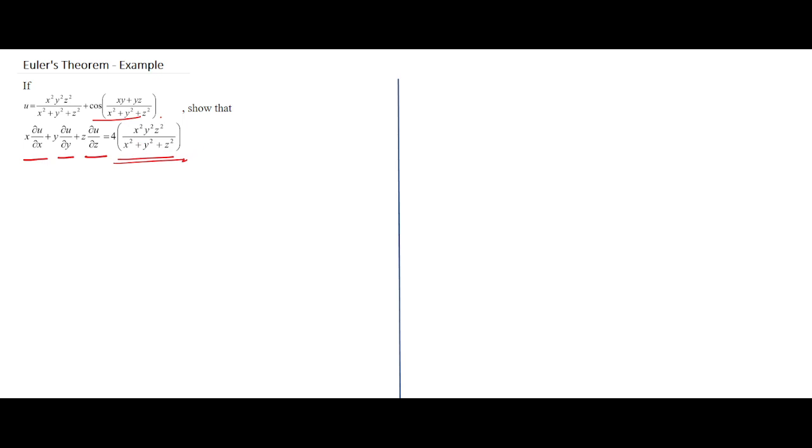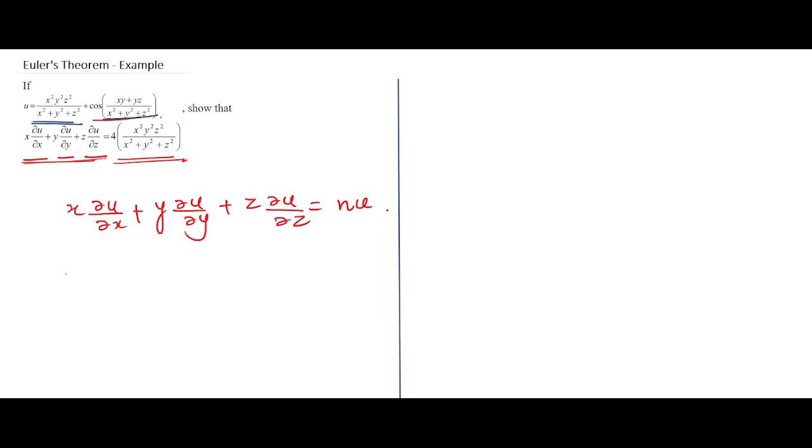As we observe the LHS, it is nothing but the left hand side of Euler's theorem. So what Euler's theorem we are going to use? x ∂u/∂x plus y ∂u/∂y plus z ∂u/∂z is equal to n into u. But here u is given in terms of a sum of two terms. So first term is this, second term is this.